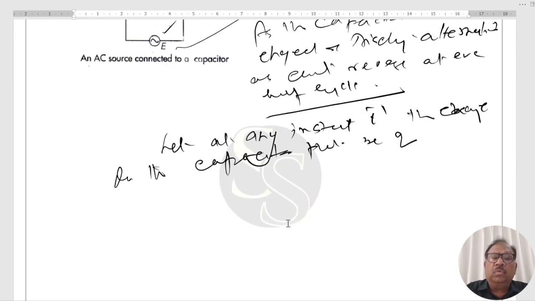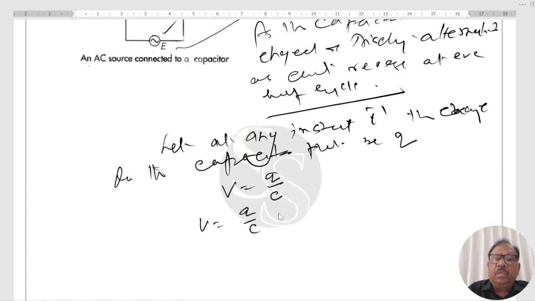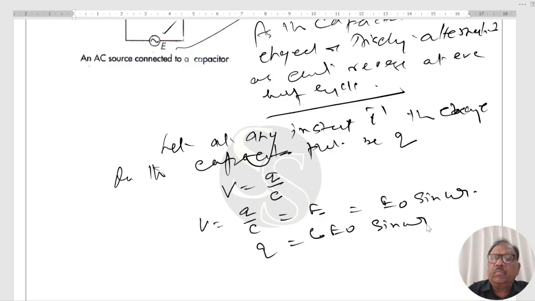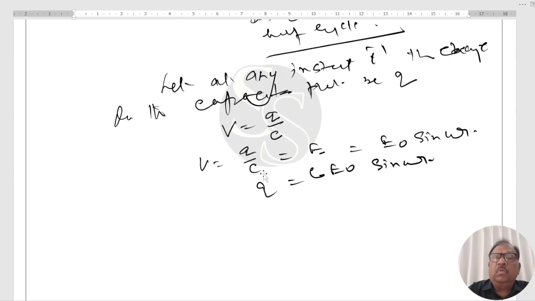Then you know potential difference equals Q by C. Now V equal to Q by C, that is equal to E, that is equal to E naught sin of omega t. Q will be equal to E naught into C into sin of omega t. Right? Now to find I, differentiate.